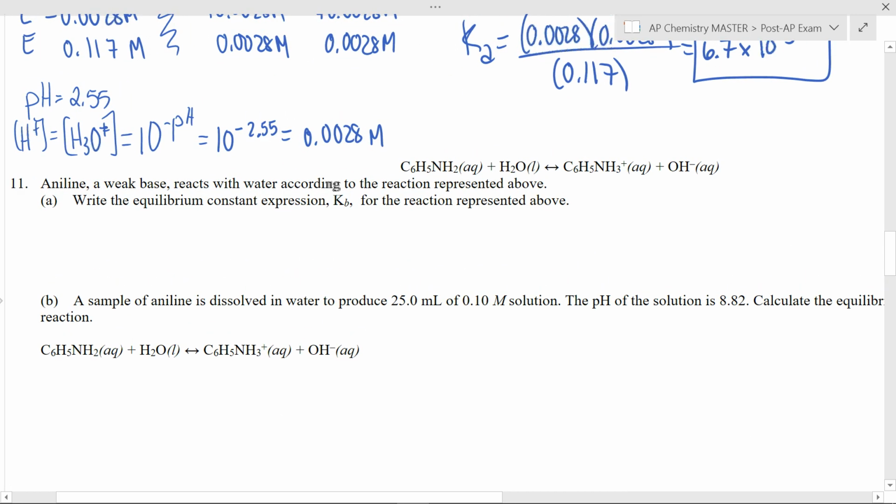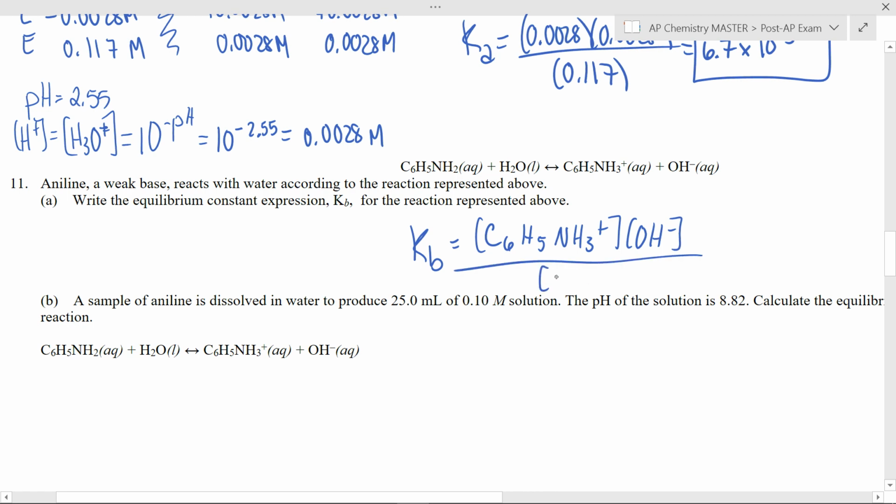So we've got this weak base, aniline. First, we're going to write the K expression for this reaction. So it's products over reactants. And this one is kind of a pain, it's kind of a long formula, but write it out. Don't forget the charges there. We want to use square brackets. That means molarity. And then we're going to leave out water because water is a liquid. So that's what our K expression is going to look like.